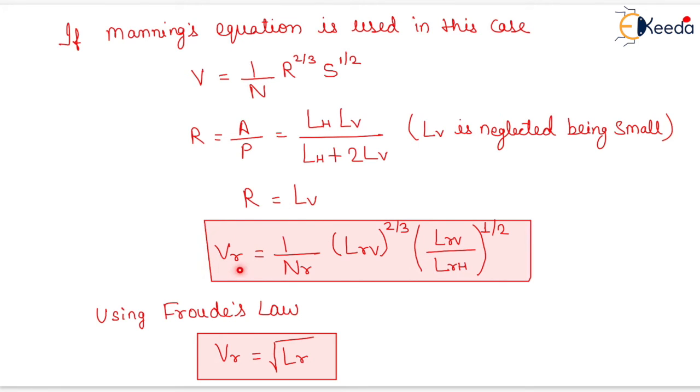Therefore, VR will be equal to 1 by NR into LRV to the power 2 by 3 into LRV upon LRH to the power 1 by 2. Using Froude law, VR will be equal to under root of LR. That is all about the river model.